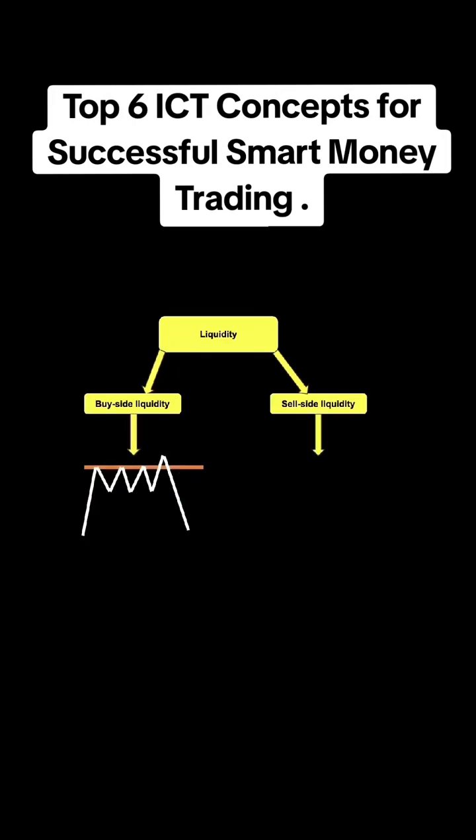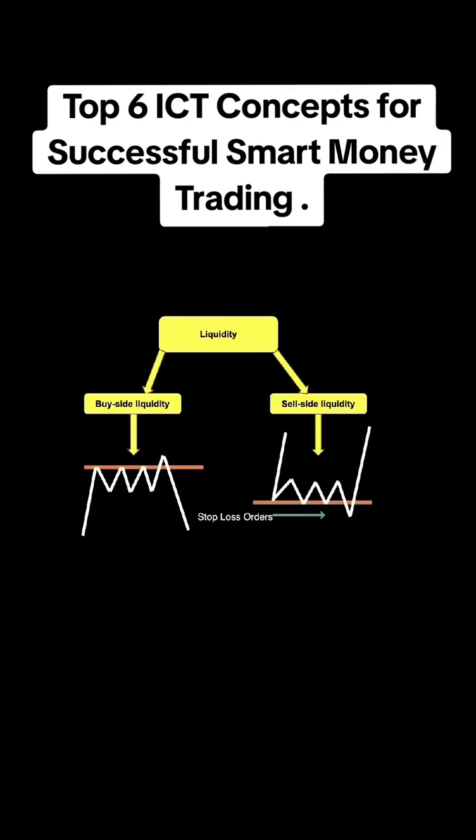Now, sell-side liquidity, as defined by ICT, refers to the accumulation of pending sell orders, especially sell stop orders. When traders place buy orders, they use sell stops as protection in case the price drops. Sell stops are placed below key price levels like historical lows, including weekly and daily lows. These areas are considered sell-side liquidity, as they hold concentrated sell orders.